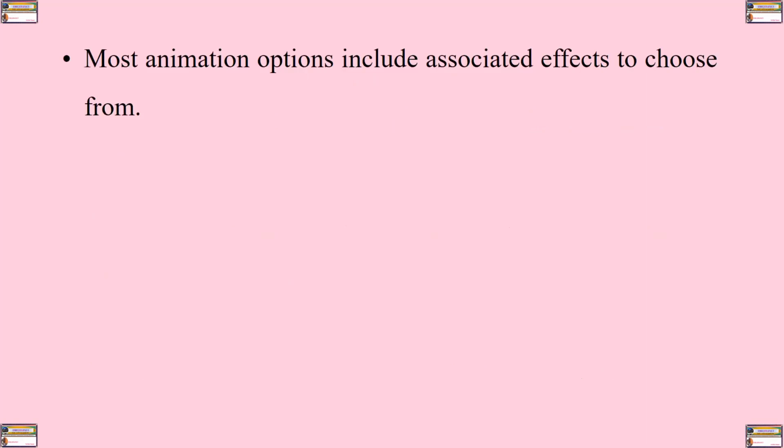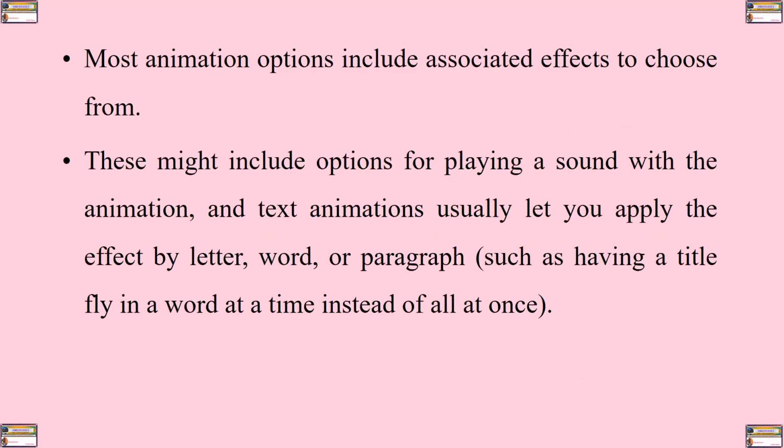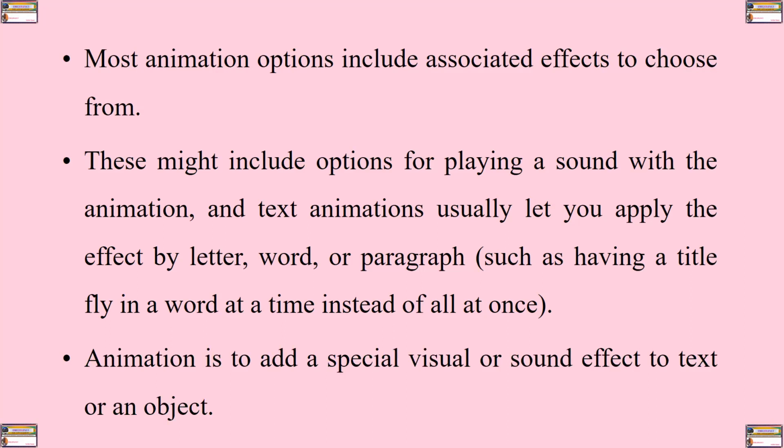Most animation options include associated effects to choose from. These might include options for playing a sound with animation, and text animations usually let you apply the effect by letter, word, or paragraph, such as having a title fly in a word at a time instead of all at once. Animation is to add a special visual or sound effect to text or an object.